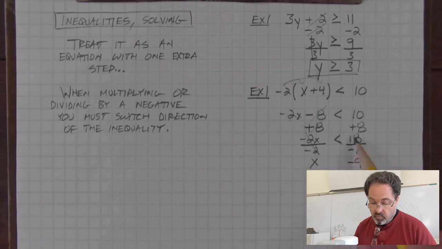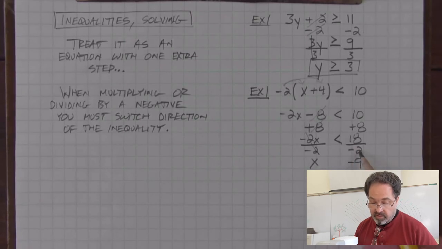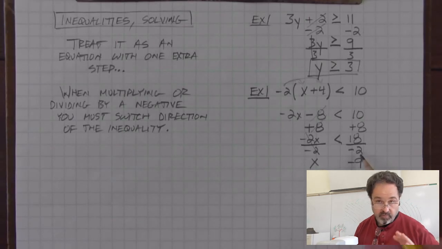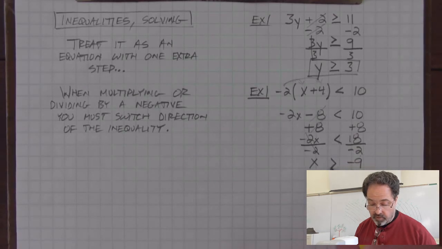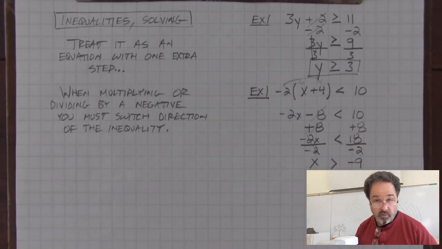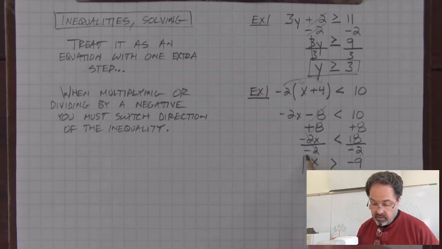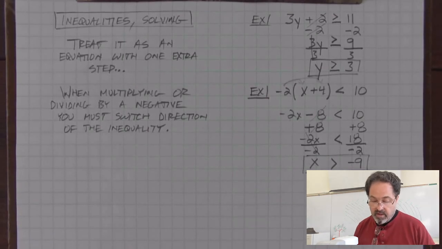Part of what I did by dividing by a negative number is I changed this quantity into its opposite. So I need to also change the sign into its opposite. I need to change direction. x is solved for. It's alone and positive on one side. And we're finished. x is greater than negative 9.